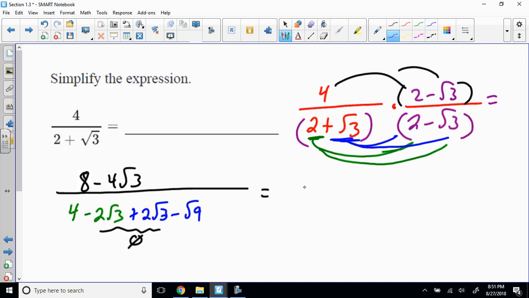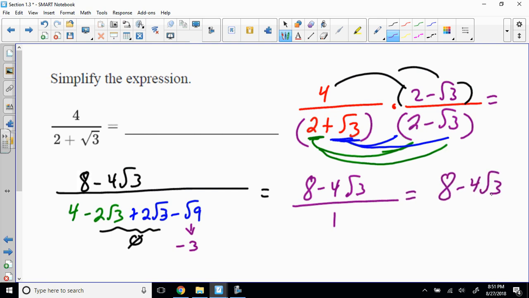And then this gives me 8 minus 4 square root of 3 on top. This gives me, well, the square root of 9 is what? So this is going to come down to just be negative 3. What's 4 minus 3? 1. Can I simplify square root of 3? Nah.